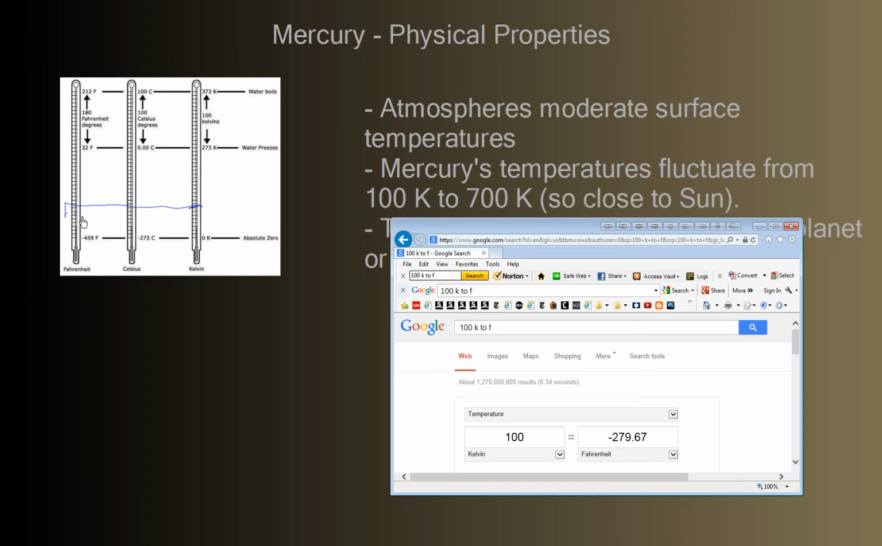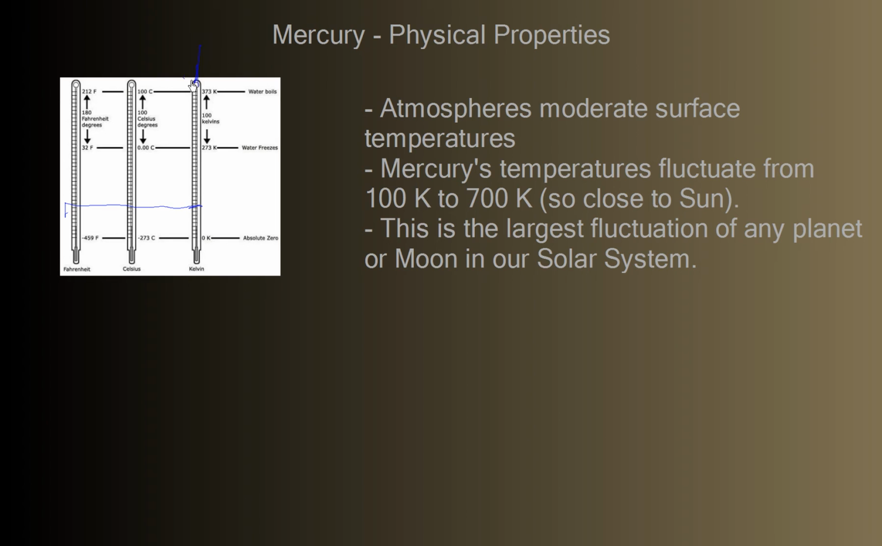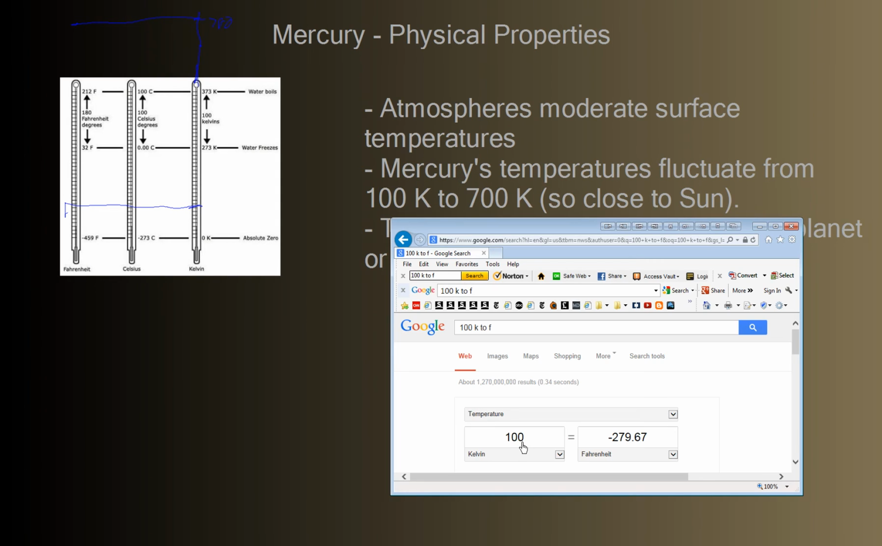That's cold. And then 700, well, boiling water happens at 373 Kelvin. So you can imagine what 700 is, like way up here. Whoa! So what is that in Fahrenheit? Let's check it out. Just change this to 700. It's 800 Fahrenheit. Hot. So Mercury goes from negative 200 to 800.